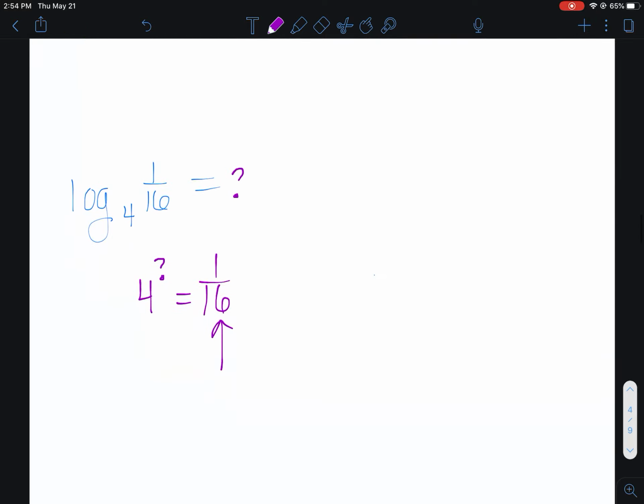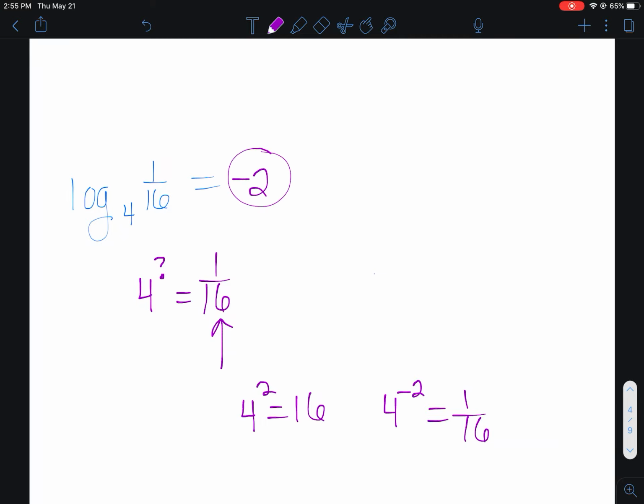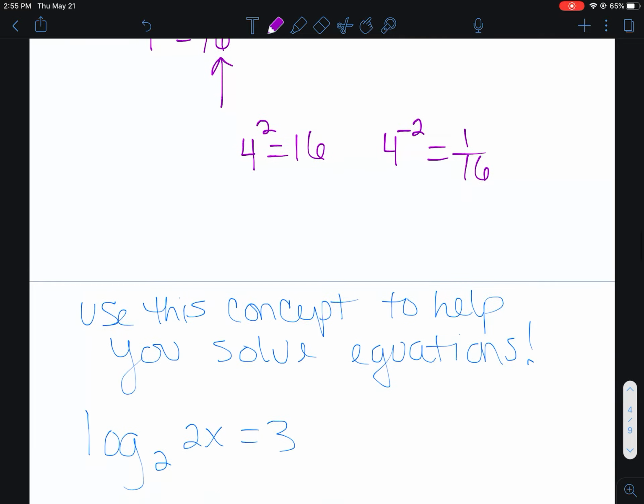Just focus on this bottom value, the denominator. Well, 4 squared is equal to 16. I know that. But if I want a fraction, if I want the inverse, what I need to do is make that exponent negative, okay? So 4 to the negative 2 power is 1/16. So then I know that the log base 4 of 1/16 is negative 2.